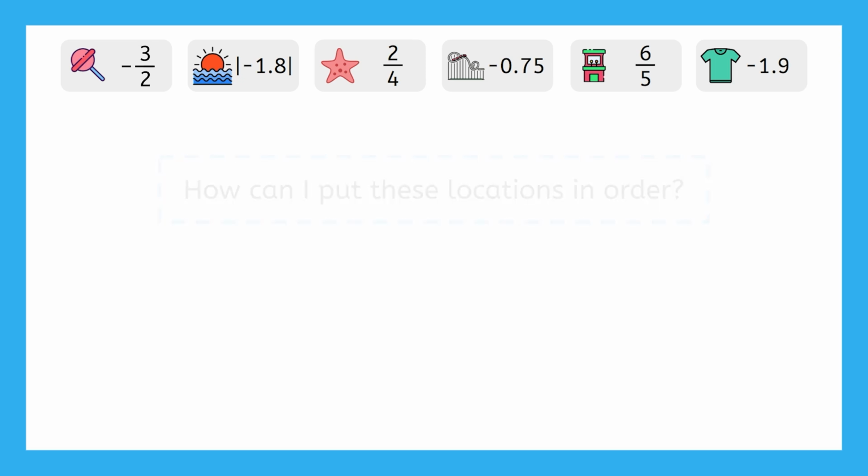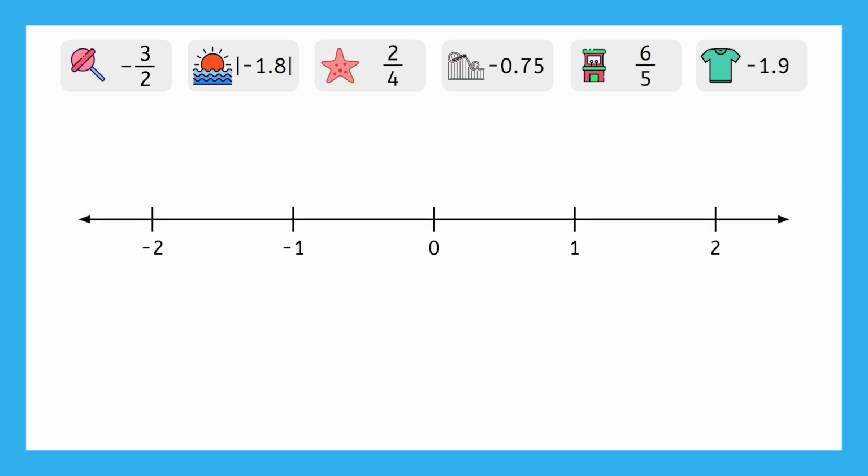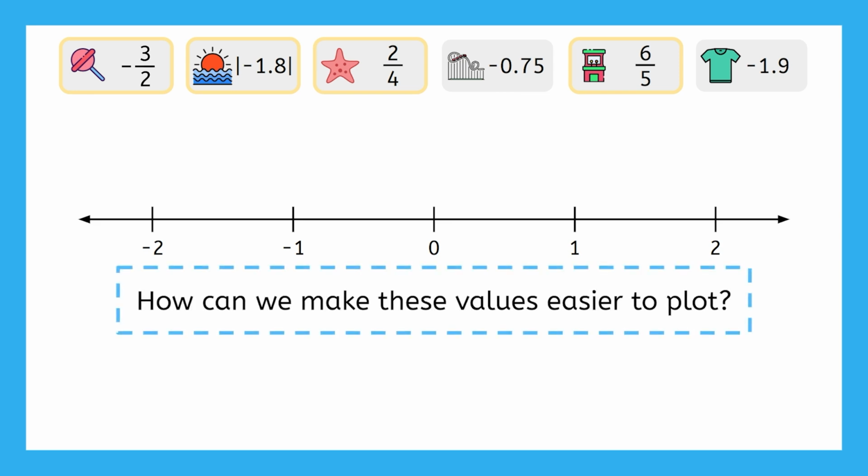I think it would be helpful to put them on a number line first. Looking at the locations of all the different spots I want to visit, it seems like some values will be easier to plot than others. Which values might be more difficult? Fractions and absolute values might be a bit harder to plot right away. How can we make these values easier to plot?